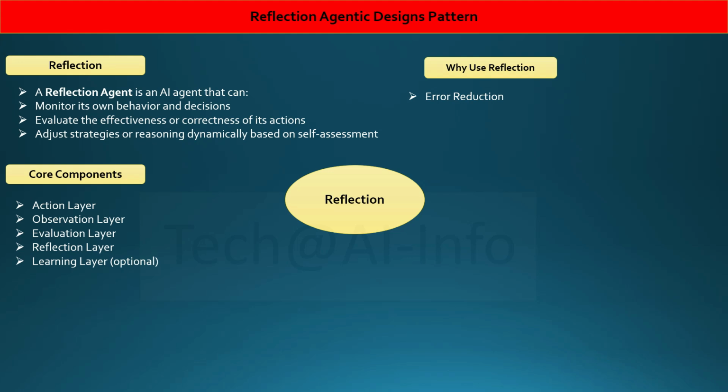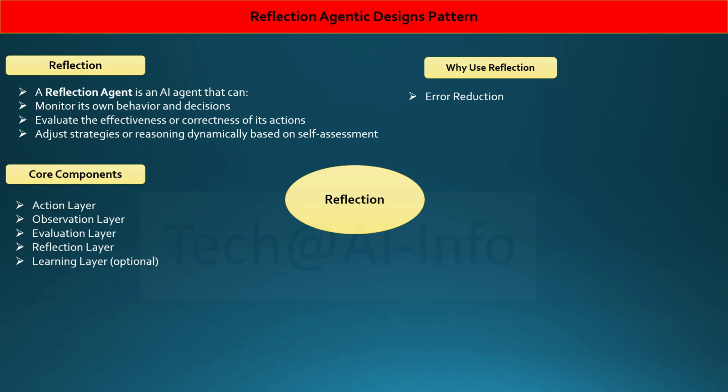So how does reflection help here? Reflection agents check the output before finalizing it. It asks questions like: is the fact that was generated correct or not? Did I answer all the parts of the question? Are there any contradictions in my reasoning? So these things it will check.